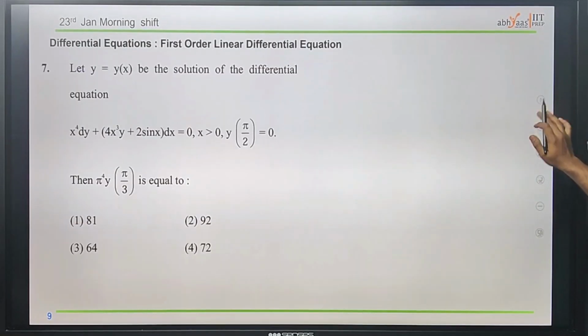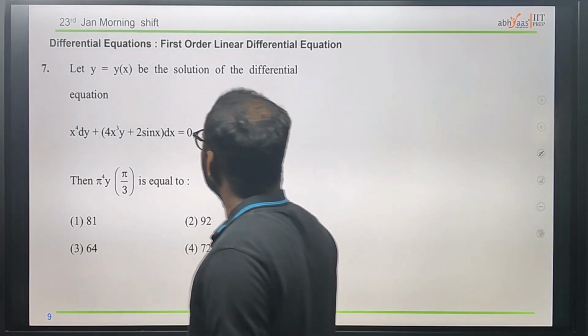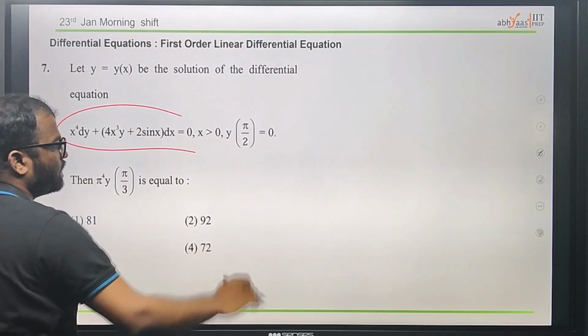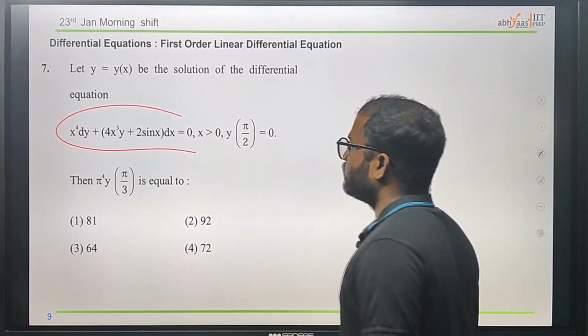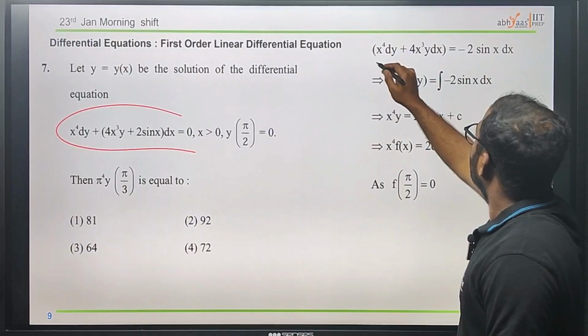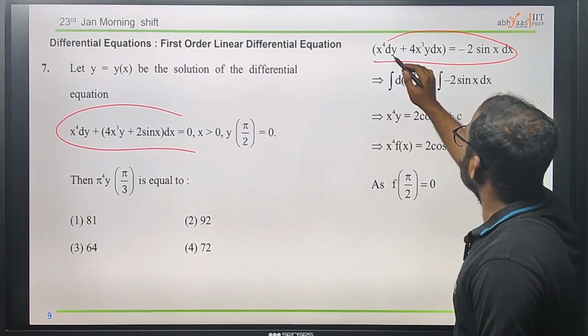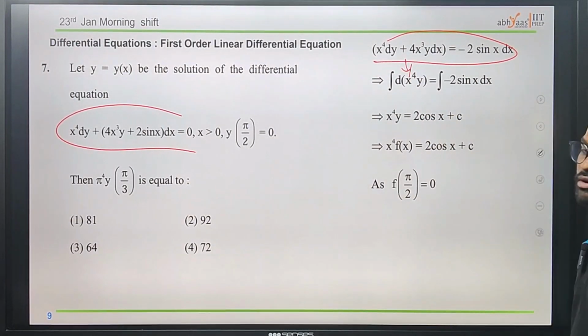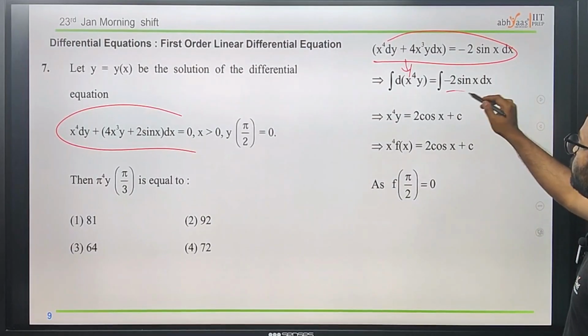Which is a differential equation. Whenever we see a differential equation, first just convert it into the standard form. After that we can easily solve it. If you see here, we convert that into normal form, which can be written as the differentiation of x power 4 into y, and this we can write.